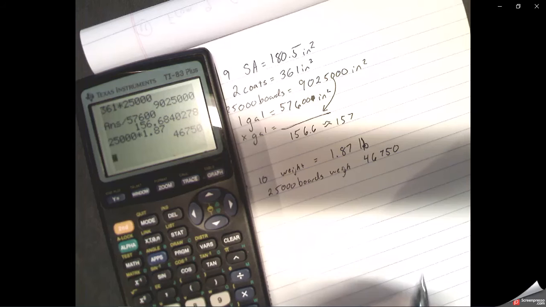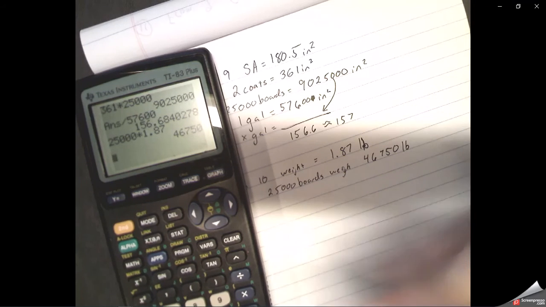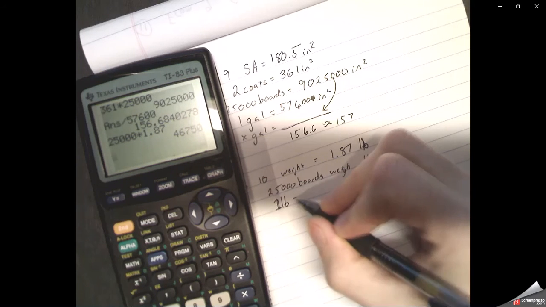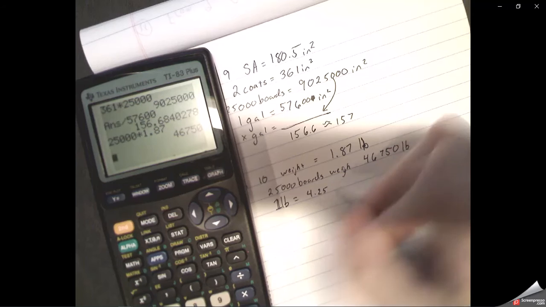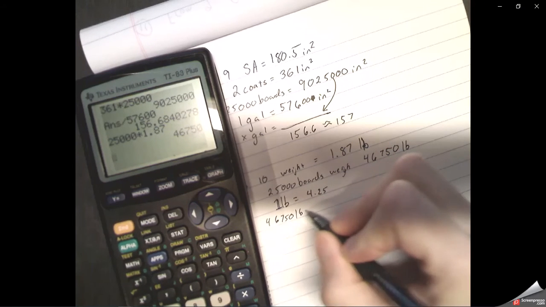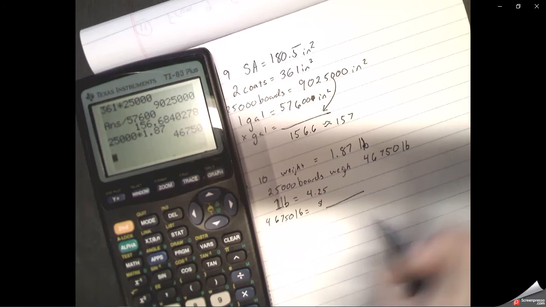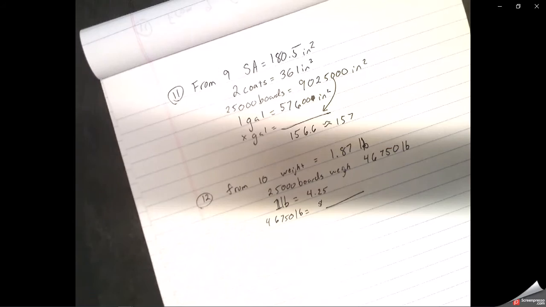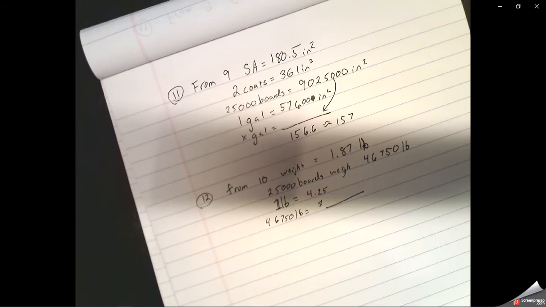With that, we get the weight of all those boards being 46,750 pounds. Looking at the question itself, to ship 1 pound of packaging, it costs $4.25. So we want to ship the 46,750 pounds. When we ship all of those, we end up with that cost, so you can go ahead and do the calculation with that.